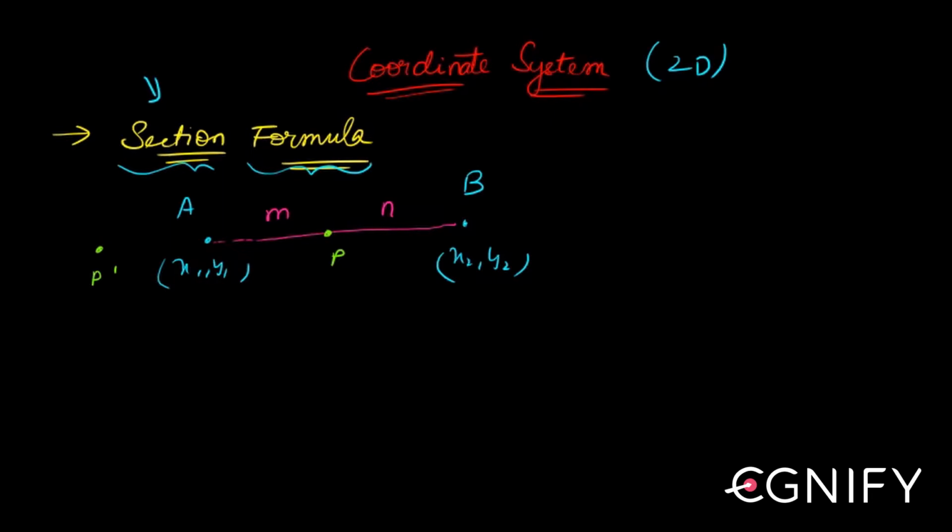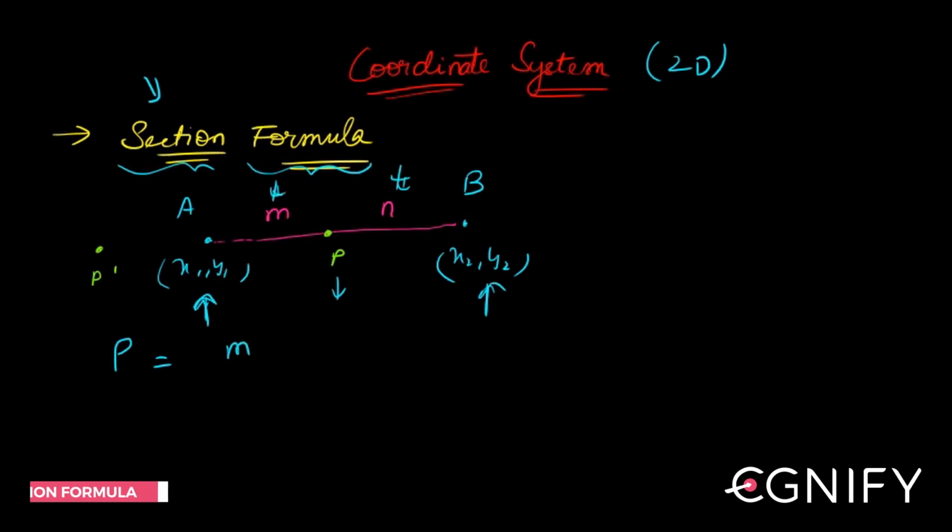So the section formula goes very simply. You have a point, the coordinates of which you already know, x1, y1. You have a second point, the coordinates of which you already know, x2, y2. You need to find this point P, which is dividing the line joining A and B in the ratio m:n. So there is this pink line which goes from A to B and it's divided in the ratio m:n. The formula for the coordinates of P: if you already know the coordinates of these and you know these ratios, then it's very simple.